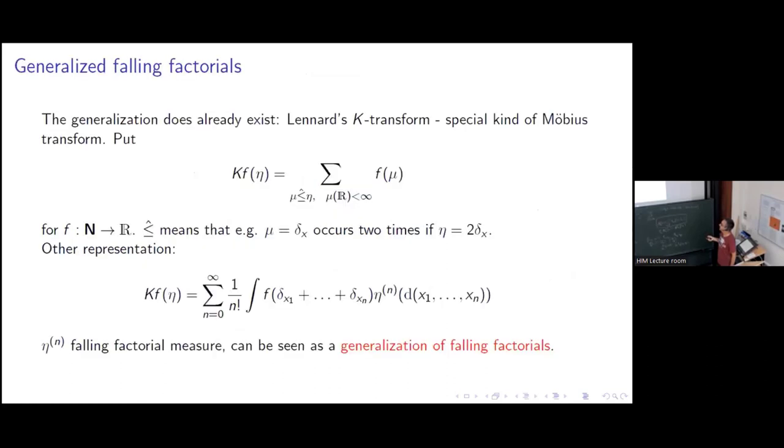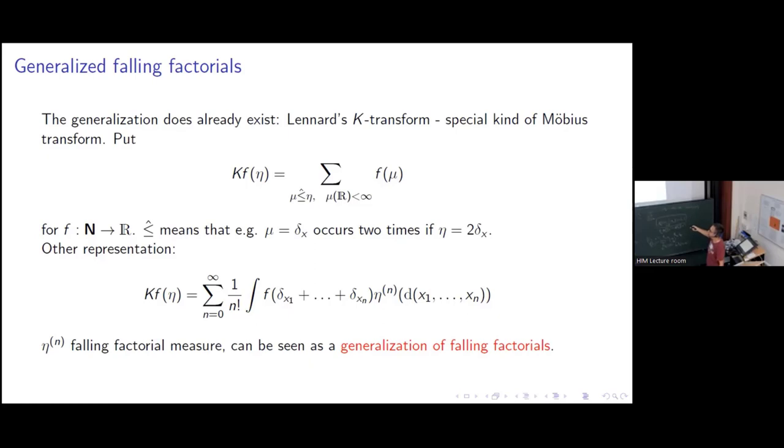Okay, now we have the main ingredients, so we know what an intertwiner means, but of course we now have to generalize the falling factorials for our examples. And here it turns out the generalization already exists. That is the so-called Lenard's K-transform. How is it defined? So if you have a function, then you are looking at the sum over each configuration consisting of the same points where you remove particles. Here I put a little hat on that symbol because you have to be a little bit careful. So for example, if eta consists of different points, then it's exactly what I said. But for example, if I have that special configuration here, you have to count delta x two times. So one time I remove the first and one time I remove the other. So for that, I use that other notation.